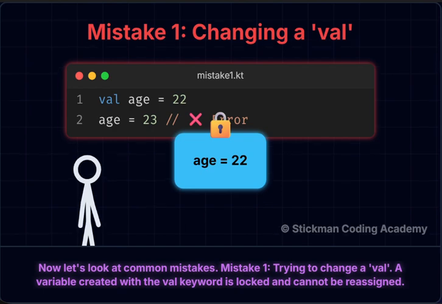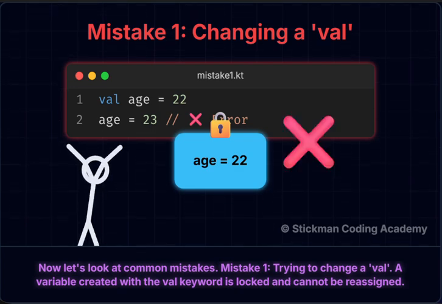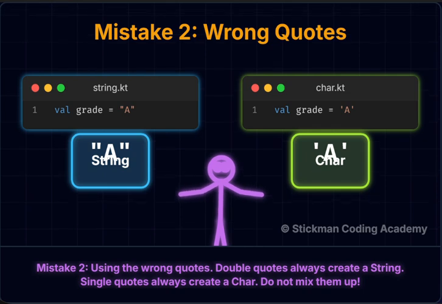Now, let's look at common mistakes. Mistake number 1, trying to change a val. A variable created with the val keyword is locked and cannot be reassigned. Mistake number 2, using the wrong quotes. Double quotes always create a string. Single quotes always create a char. Do not mix them up.